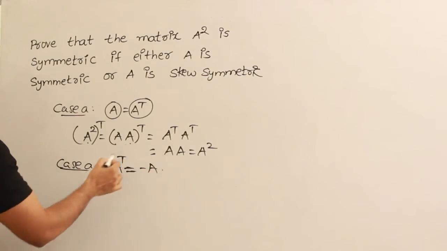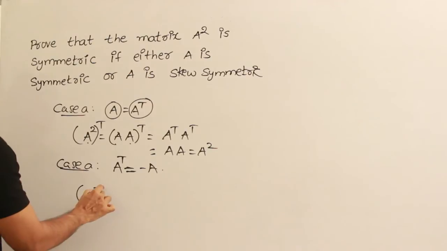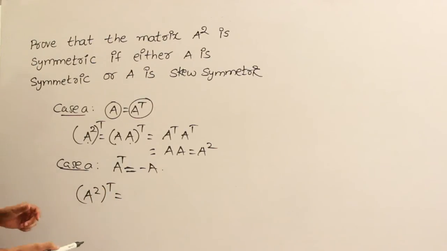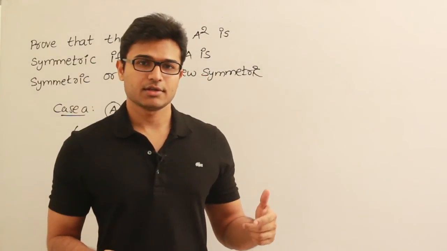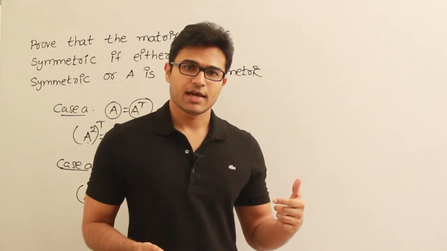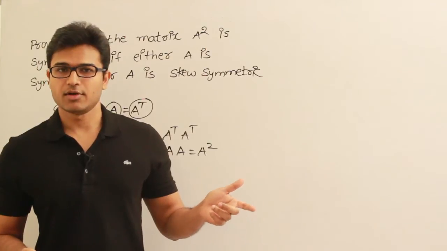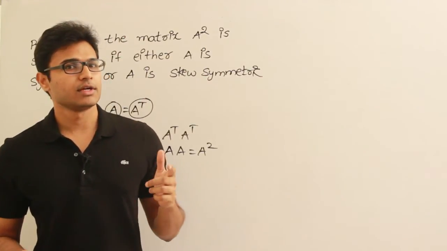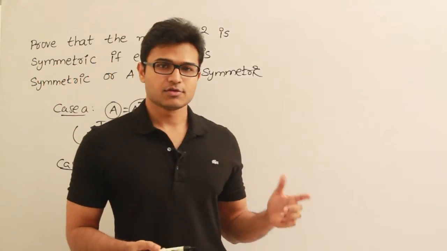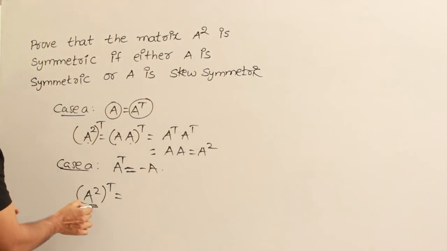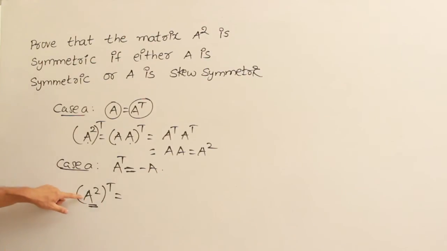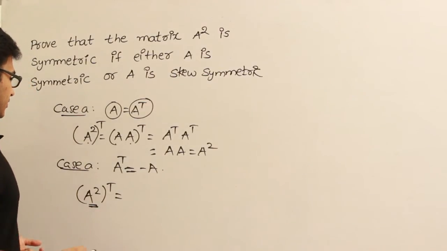Then again I'll do the same thing, which means I'll find out A square transpose. See, whenever you want to prove that a matrix is symmetric, you have to take the matrix and apply the transpose to that, and you have to get the same matrix. That is how you prove that a matrix is symmetric, right? So in all the proofs we are doing the same thing. If they are asking us to show that A square is symmetric, I'm taking the matrix and applying the transpose, and I'm trying to get the same matrix so that I can say that the given matrix is symmetric, right?